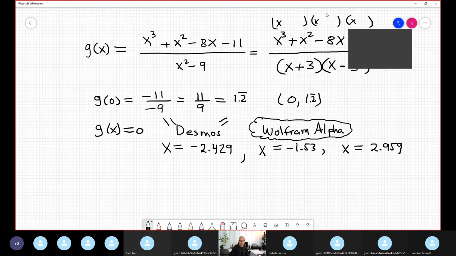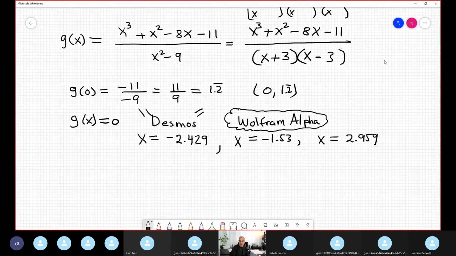Okay? When you cannot do it by hand, you use software. Everyone in the world uses this software. Okay, Wolfram Alpha. Let me show you Wolfram Alpha. Where is Wolfram Alpha?